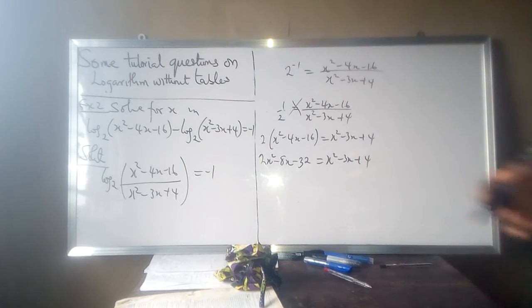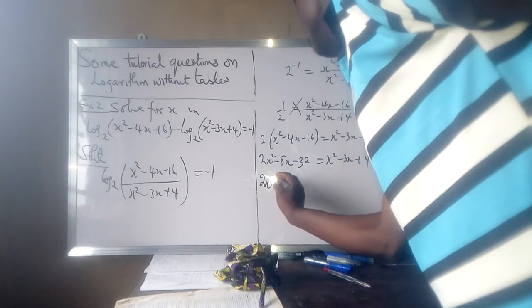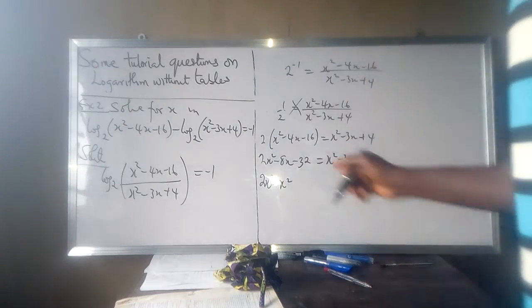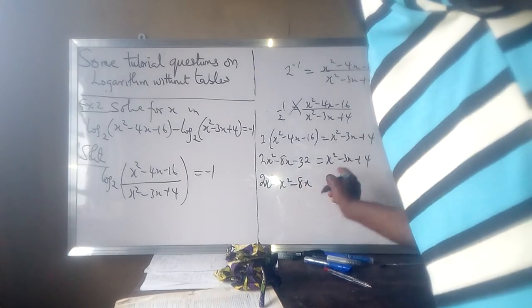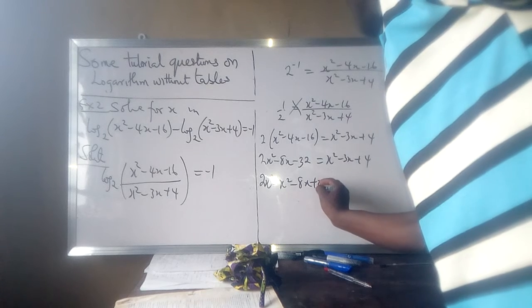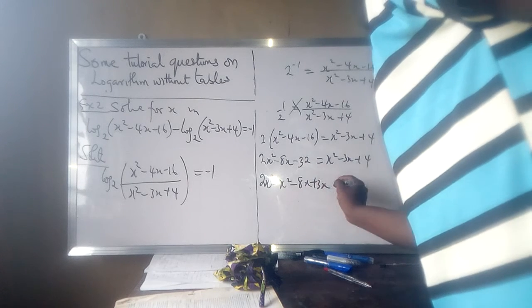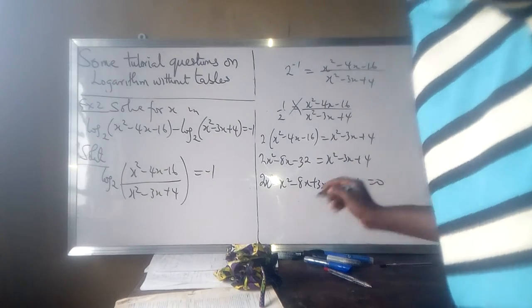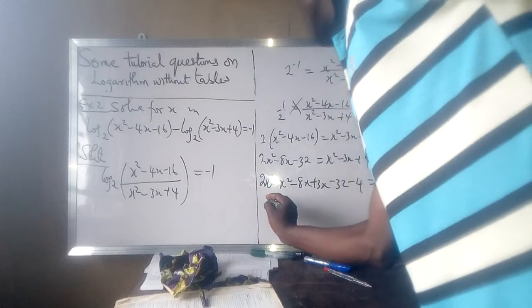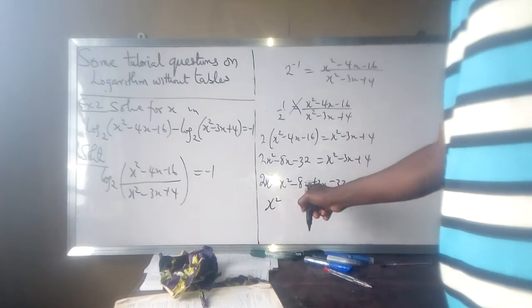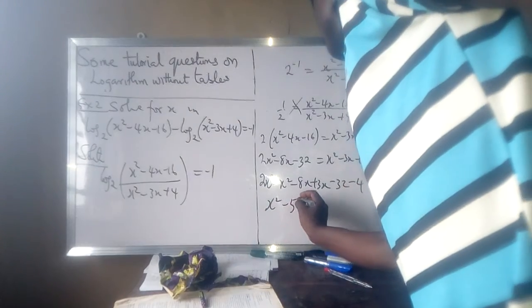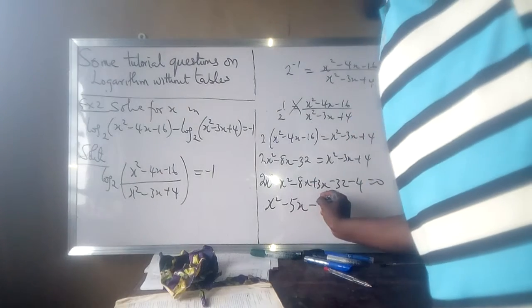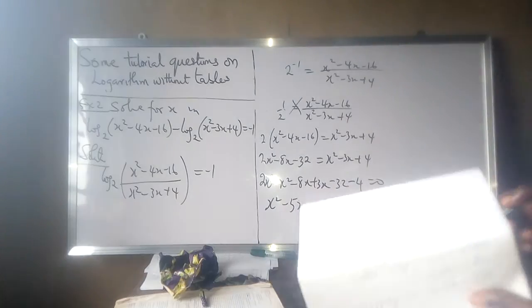So we collect like terms as usual. Then I have what? 2x squared. We bring x squared here, it becomes minus x squared. Then we have minus 8x. We bring minus 3x here, it becomes plus 3x. Then let's say we have what? We have minus 32. Then we bring plus 4 here as well. Minus 4 is equal to 0. Okay. So what next? This one we got x squared minus 8x plus 3x. That's what? Minus 5x. Okay. Then minus 32 minus 4. That's minus 36. Is equal to what? Is equal to 0. Okay.